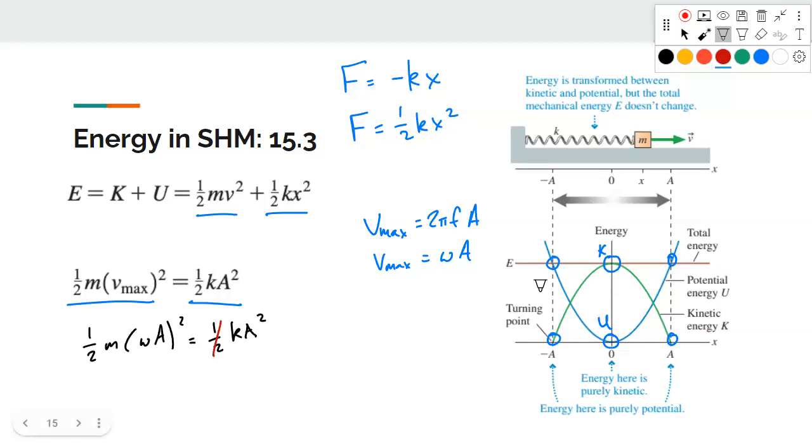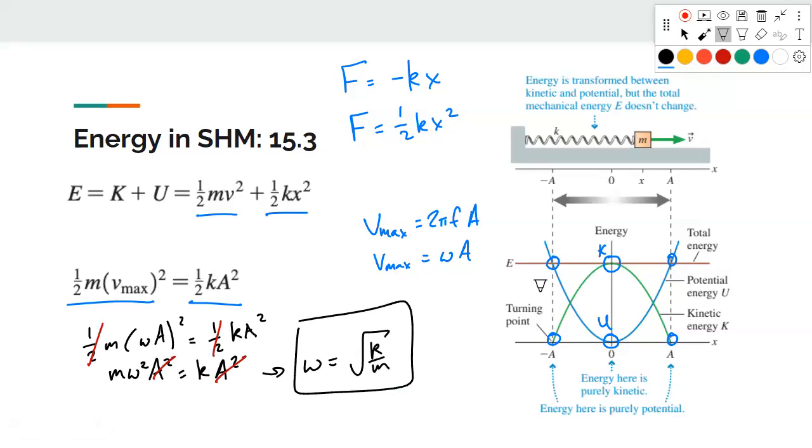And we can get rid of these 1/2s. And then we're going to square both of these things. And we can get rid of the a squareds as well. And now we're able to write down a formula for omega. We can say omega, the angular frequency, is the square root of k, which is the spring constant, how stiff is the spring, over the mass on the end of the spring, m. And it's a really beautiful result. What this tells us is that it doesn't matter how far out we pull the spring.